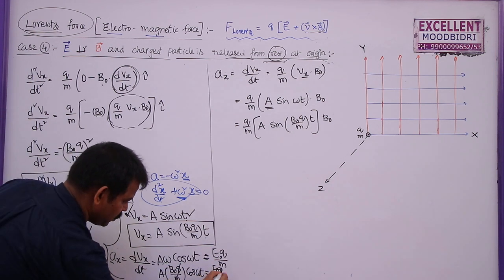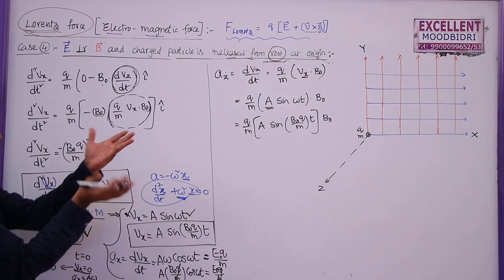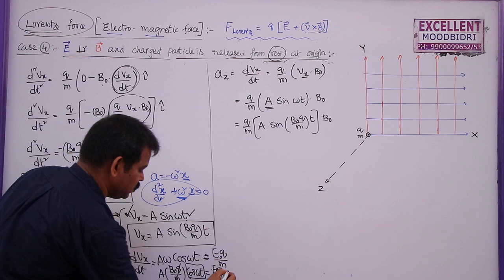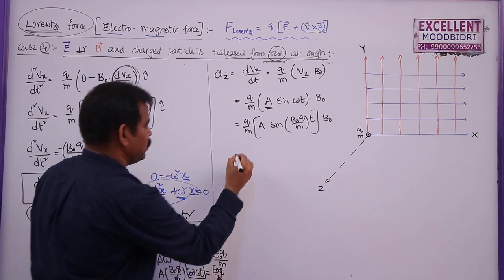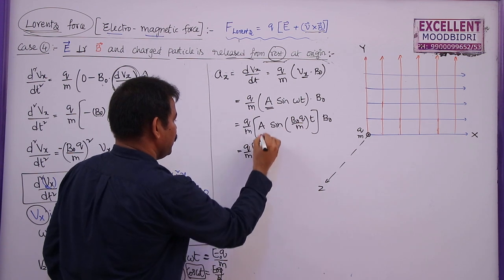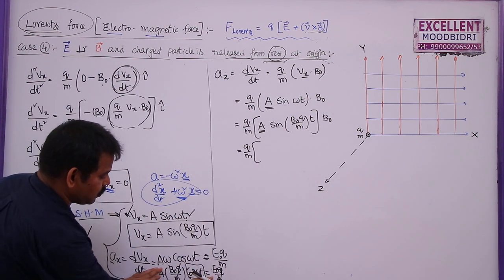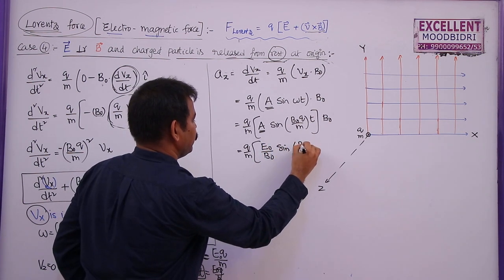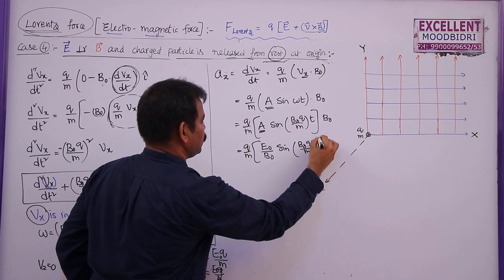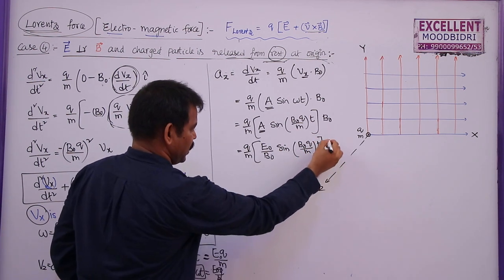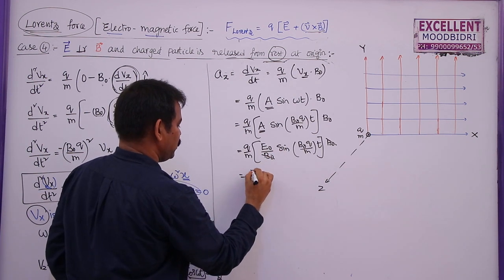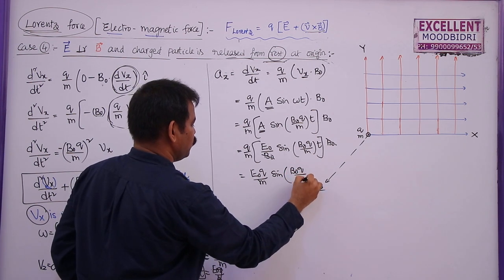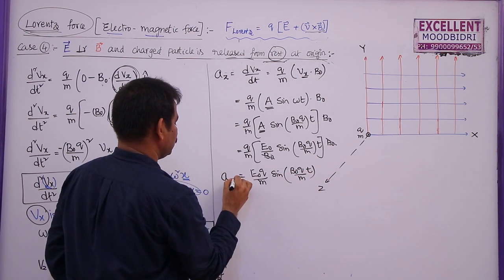You can cancel this q by m, and as we are finding the maximum value, this must be equal to 1. Cos maximum is 1. A B naught is equal to E naught, so A is equal to E naught by B naught. So you can write, A is equal to, this B naught will come down, E naught by B naught sin(B naught q by m into t into B naught). You can cancel this B naught and B naught here. You can write E naught q by m sin(B naught q by m t). So this is the acceleration along the z-axis.